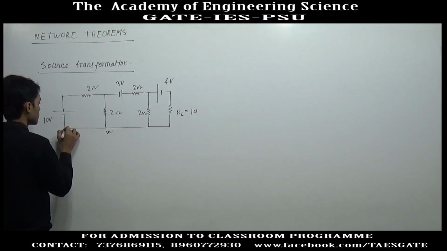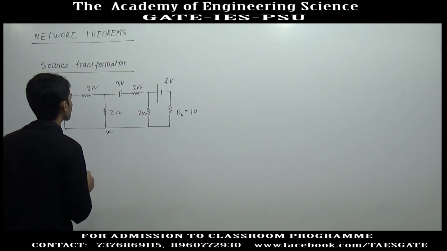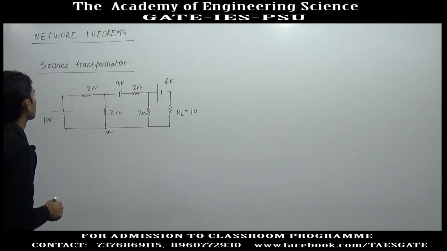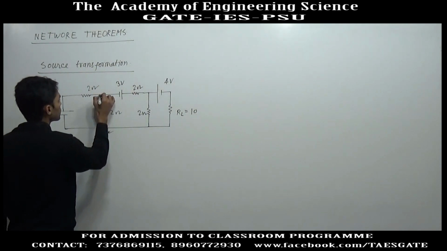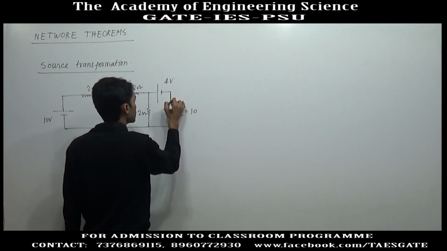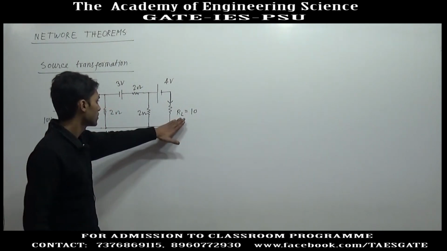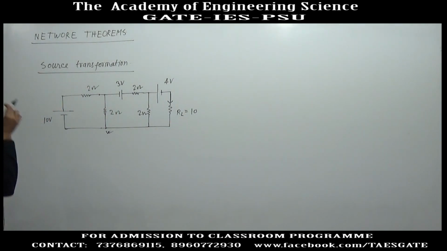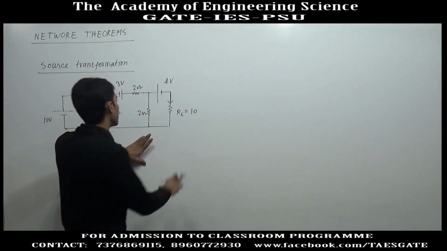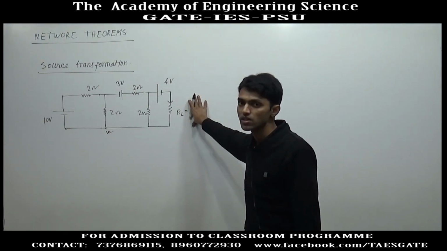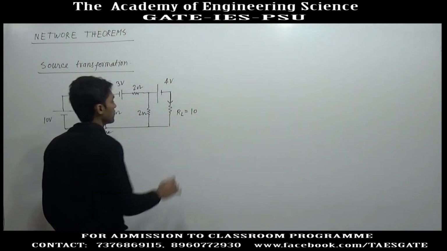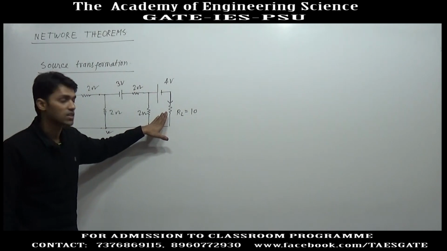In this circuit, suppose we are applying source transformation. Suppose in this circuit, first we have to find out the current in this load resistance. RL equal to 10 ohm is given. So here we have to find out the current. Now, while applying source transformation or any transformation, we have to save this resistance. We don't have to involve this resistance into the transformation.